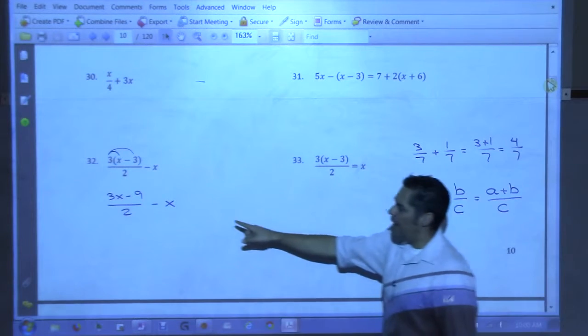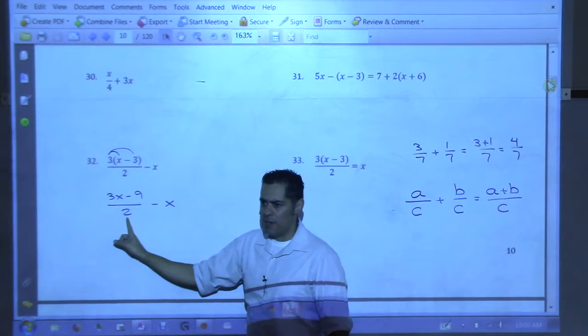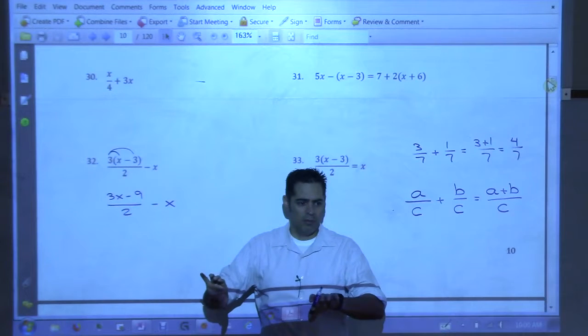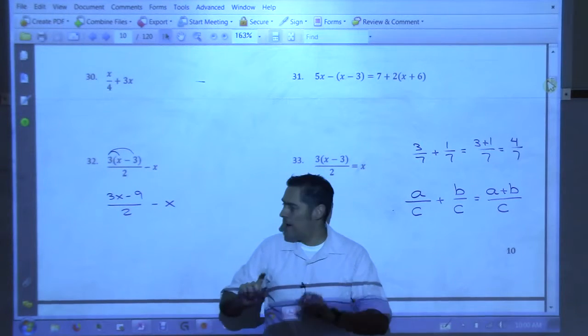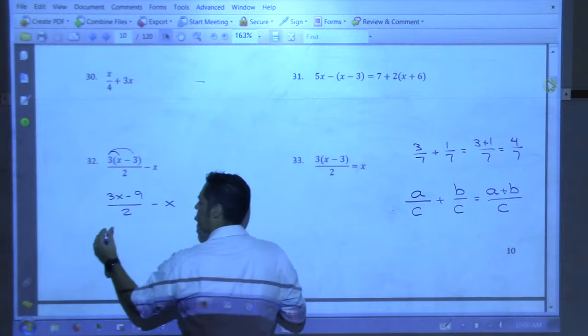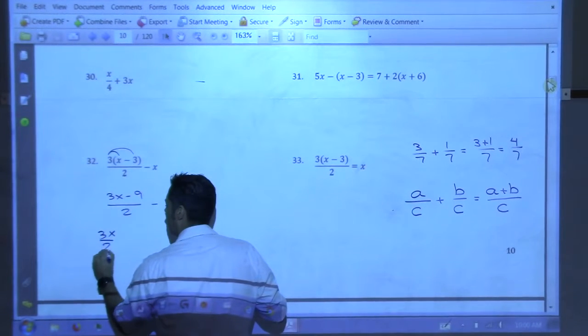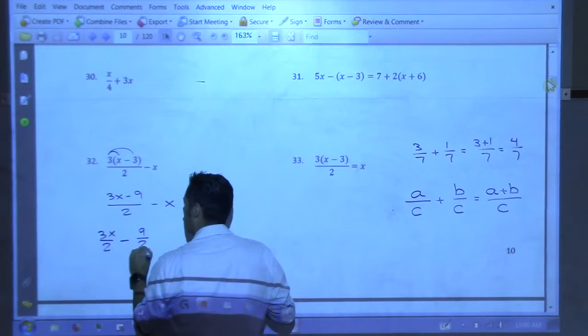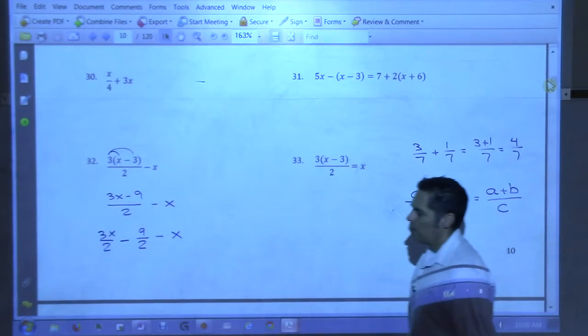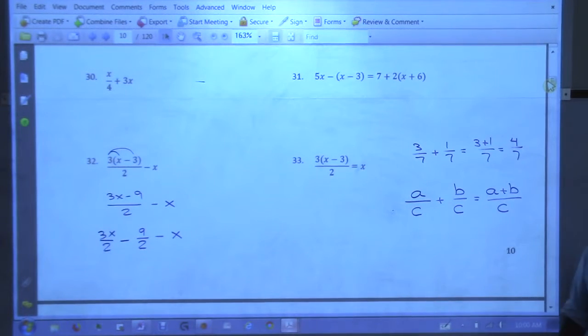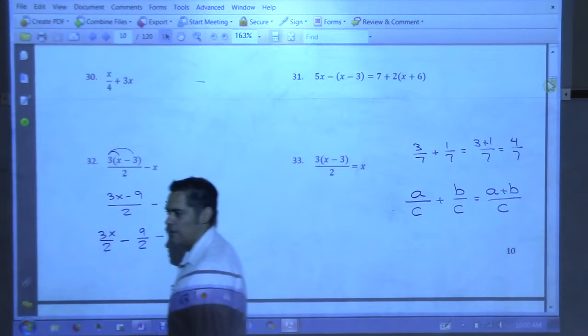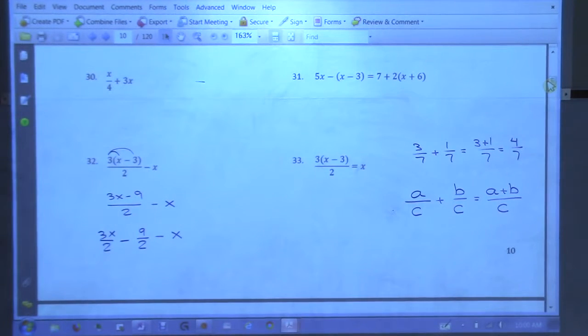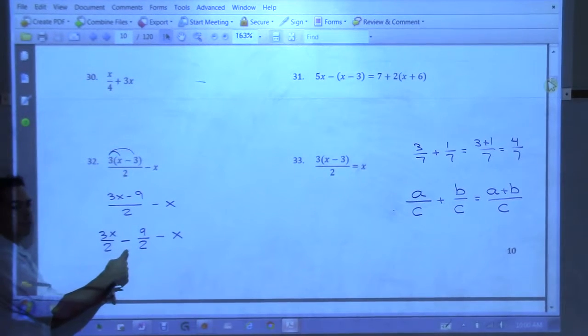So do you see right here we have two things over the same number? I'm going to split those into two. Now, you'll see why in a second. I'm going to go 3x over 2 minus 9 over 2 minus x. Now, why in the world would I do that? Why would I do that? To combine the like terms.